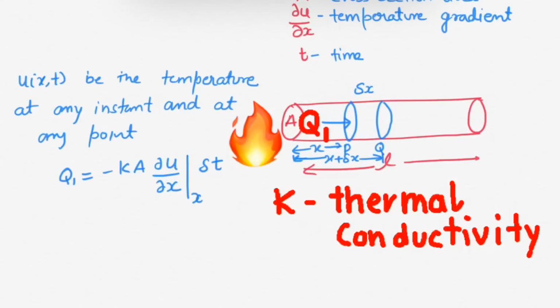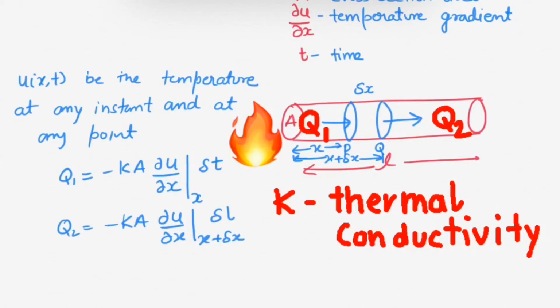And if Q2 is the heat energy leaving this element through this face, then Q2 will be minus K A del U over del X, the temperature gradient at point Q, and point Q is X plus delta X, into time delta T.